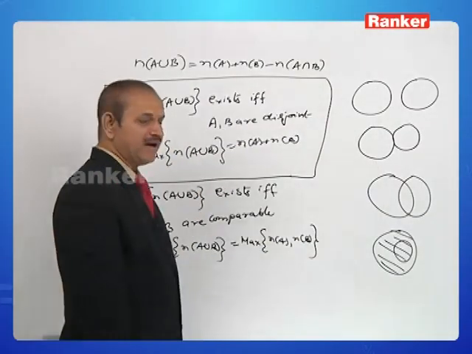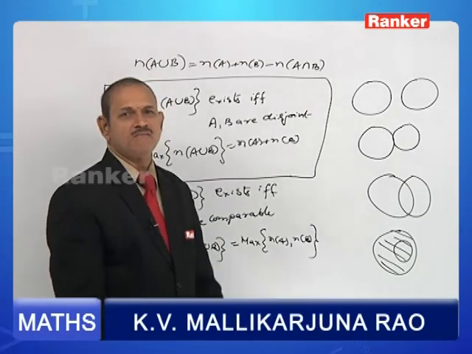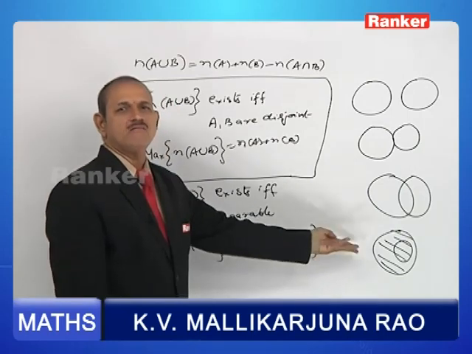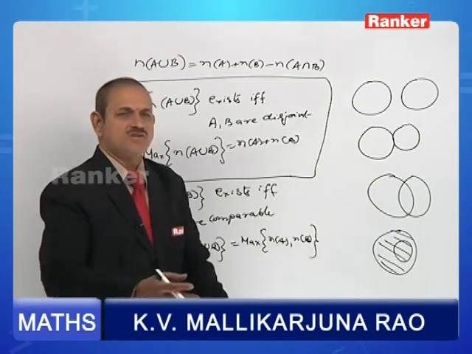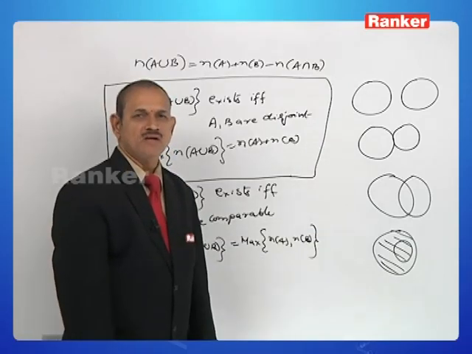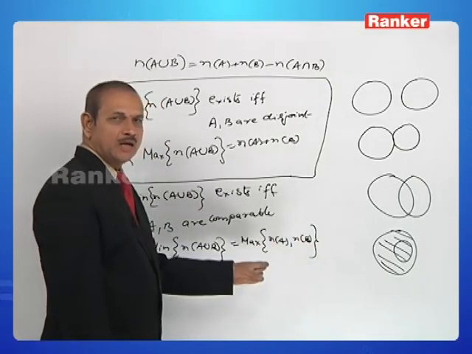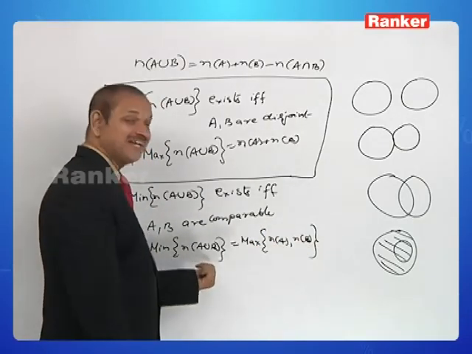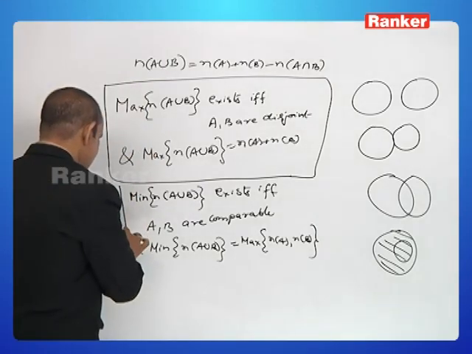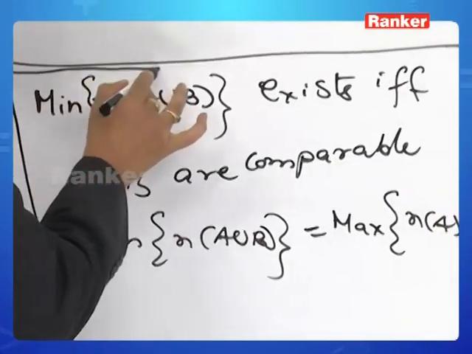A and B are comparable. That is, either A is a subset of B or B is a subset of A. If A is a subset of B, A union B is B. N of A union B is n of B. If B is a subset of A, A union B is A. N of A union B is n of A. So in either case, the maximum of n of A and n of B becomes the minimum of n of A union B. So my dear friend, please do not get confused by it. Please concentrate carefully on the concept.